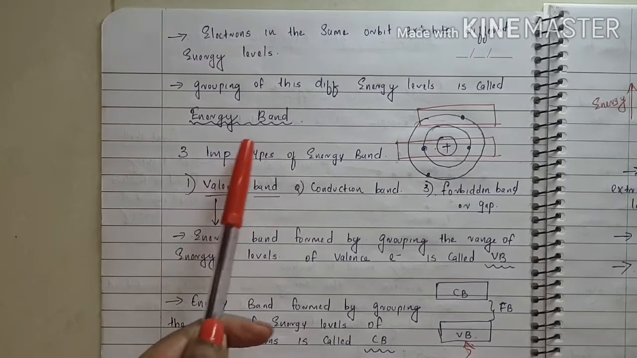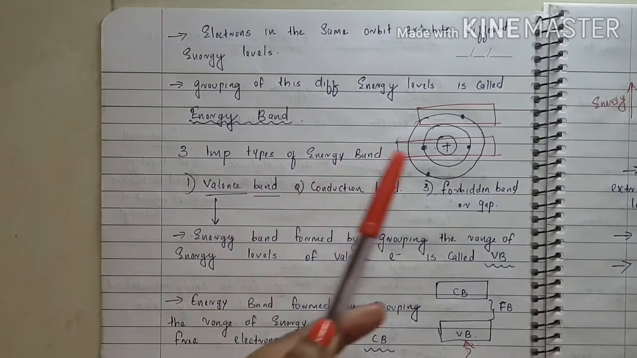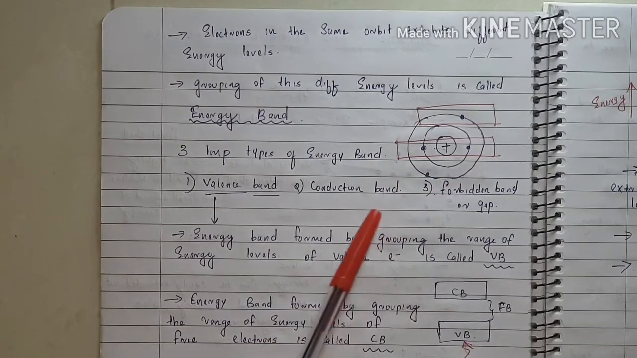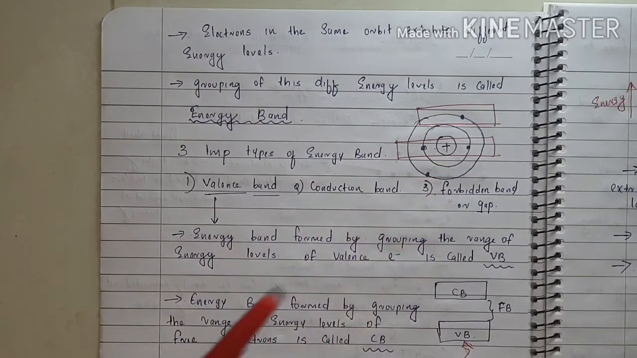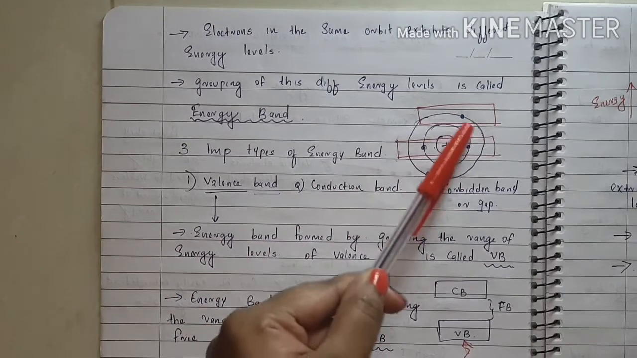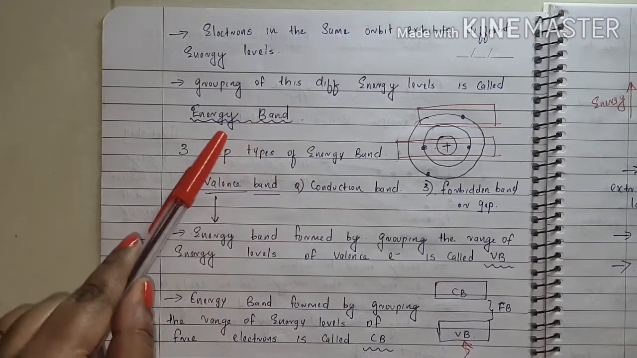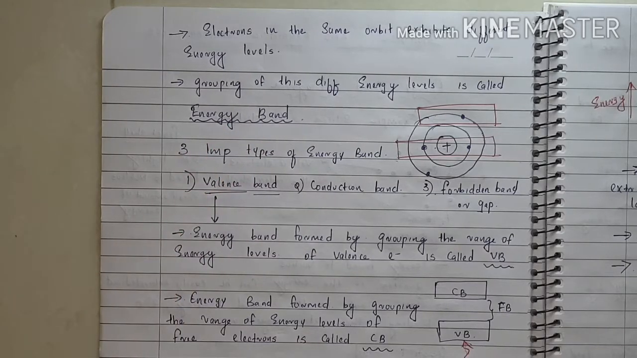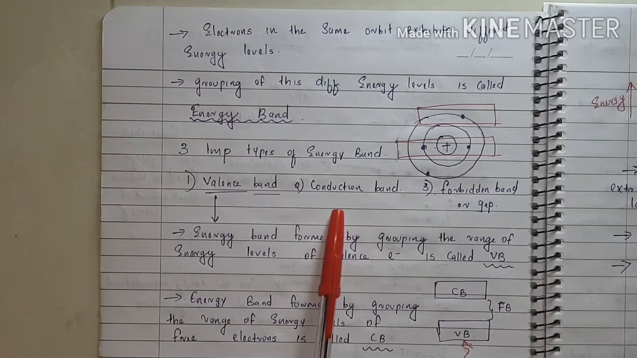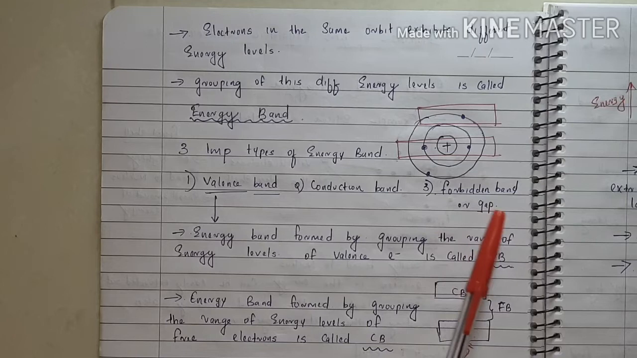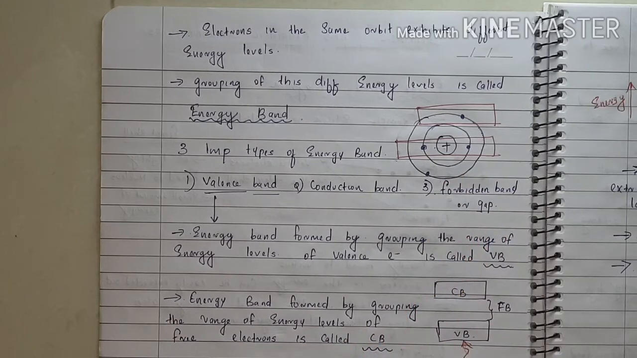What is an energy band? Electrons in the same orbit itself exhibit different energy levels. Each electron will have a different energy level, and if we group these different energy levels, we get an energy band. There are various types of energy bands, and here we'll discuss 3 important types of energy bands. One is valence band, second one is conduction band, and third one is forbidden band or forbidden gap.